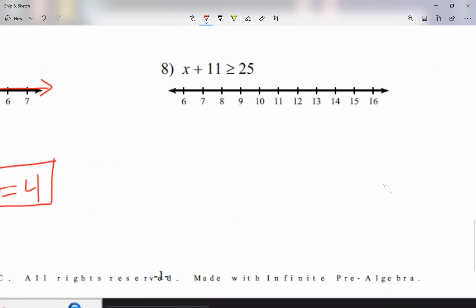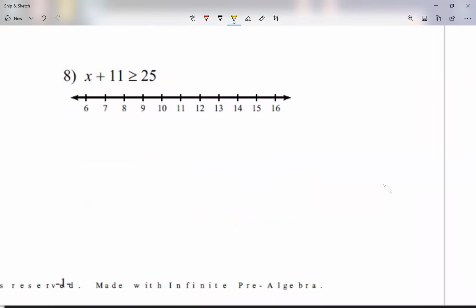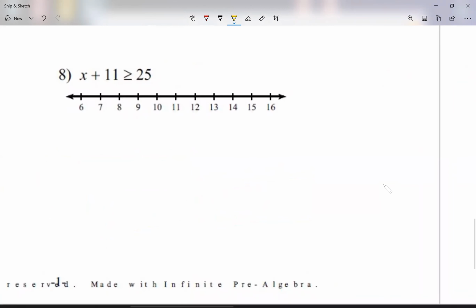All right, let's take a look at one more example. The letter is on the left side, right? I look at my inequality sign. The letter has to be on the left side. So it seems like I'm just going to write x plus 11 greater or equal to 25. Cool. I'm not switching anything. The x is on the left side.